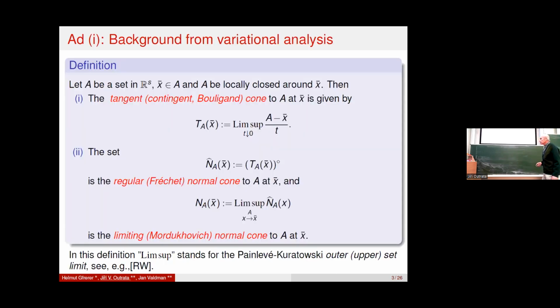Concerning the background from variational analysis, assume that A is a set in R^s, everything will be finite dimensional, x bar is a point from this set, and we assume that A is closed around x bar. And in this setting, we introduce actually 3 important approximating cones. The first one, T_A(x bar), is the standard Bouligand or contingent or tangent cone, which is in any textbook about optimization. And since we are in finite dimensions, we take its negative polar.